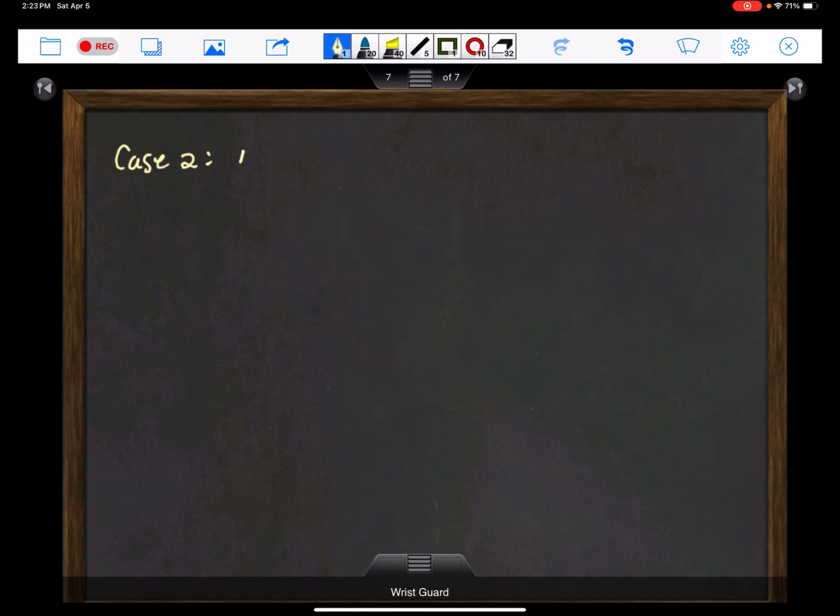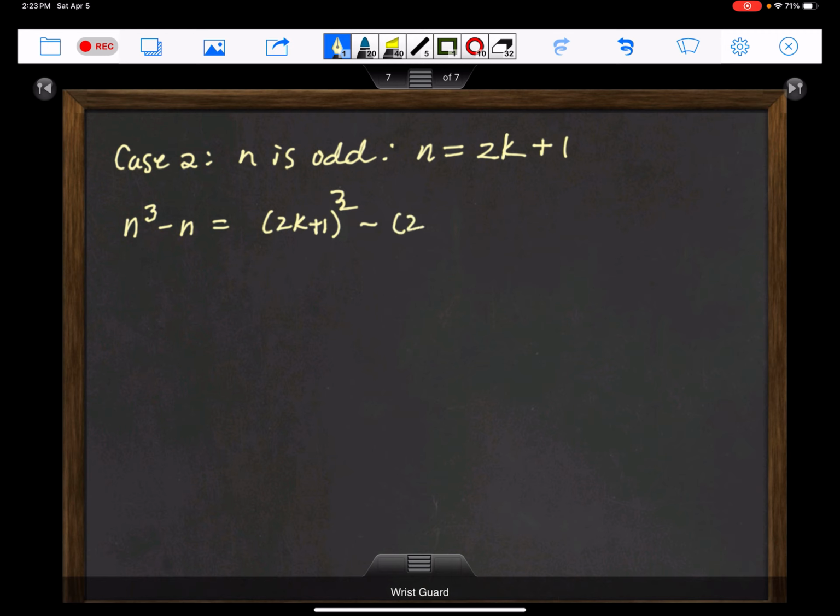Case 2, n is odd. And so by definition, n is equal to 2 times an integer plus 1. All right, and we want to explore what n cubed minus n is in the case where n is odd. So that would be 2k plus 1 cubed minus 2k plus 1.